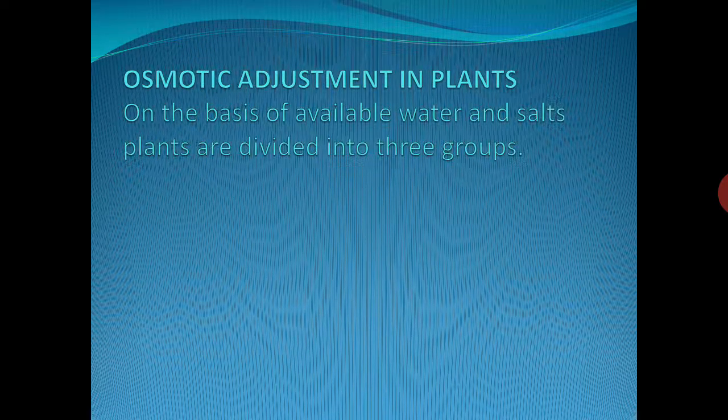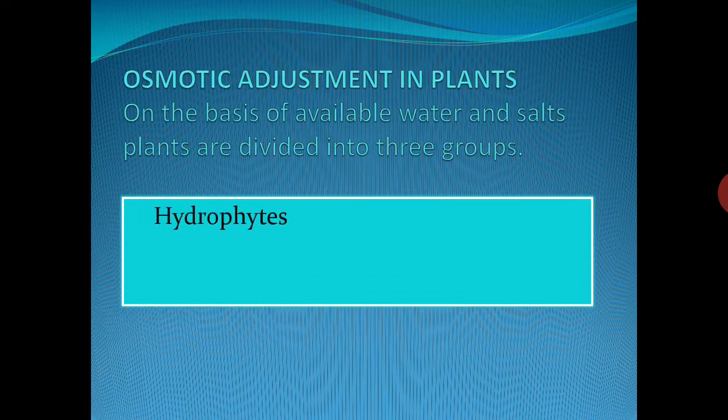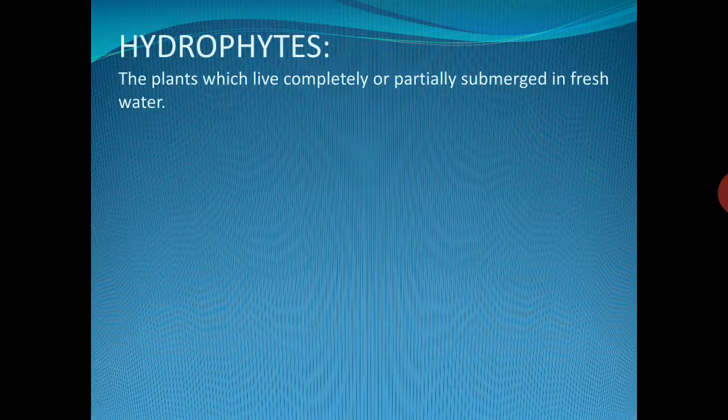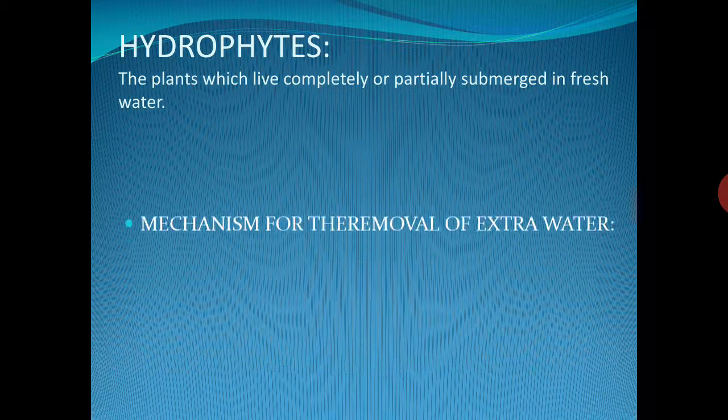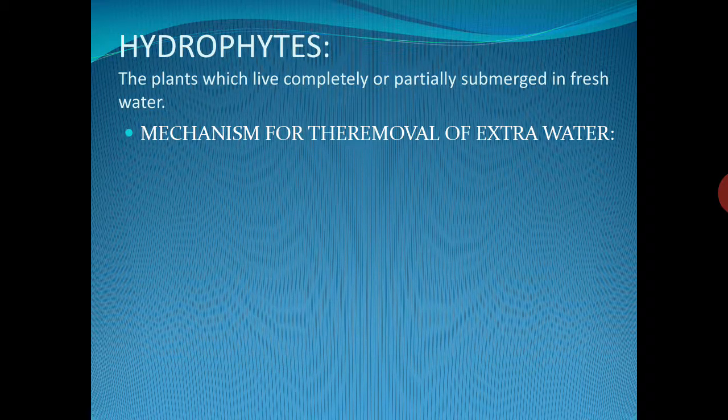What is osmotic adjustment? On the basis of available water and salts, plants are divided into three groups: hydrophytes, xerophytes, and halophytes. Hydro means water. The plants which live completely or partially submerged in fresh water are called hydrophytes.